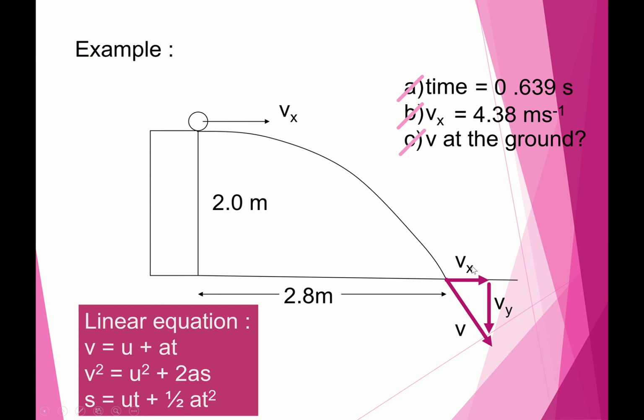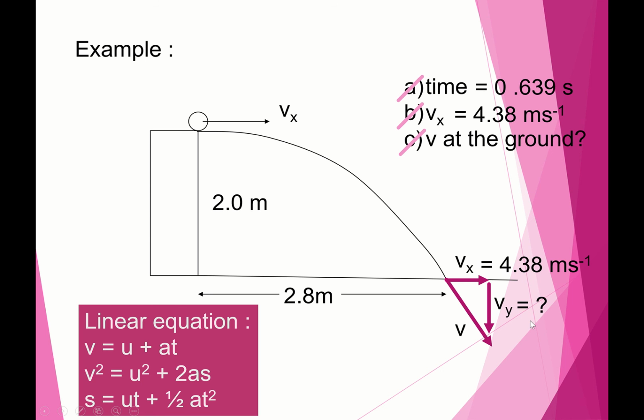The Vx value is no problem. We have calculated in B, 4.38 meters per second. Remember that at all points along the projectile path, the Vx component is the same, all have the Vx value equal to 4.38 meters per second. The only change is in Vy. When it reaches the ground, the object has Vy. We are going to calculate Vy now.